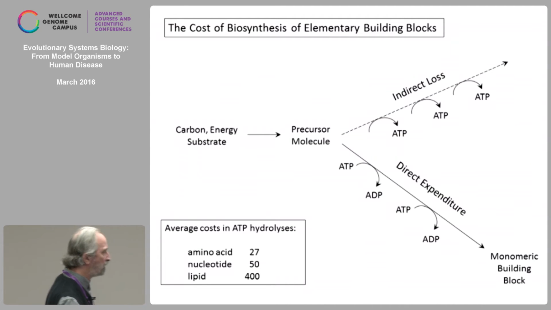And there's various ways to go about this. You have to do a lot of slogging through biochemistry textbooks and so on, but roughly speaking, these are the costs of building. This is the average cost of building an amino acid. The average amino acid is about 27 ATP hydrolyses. Nucleotides are a bit more expensive. Lipids that I'll return to later are quite expensive to make.